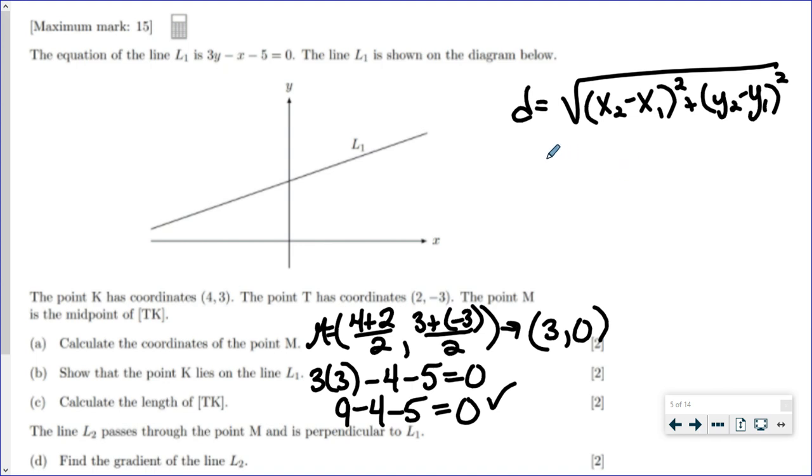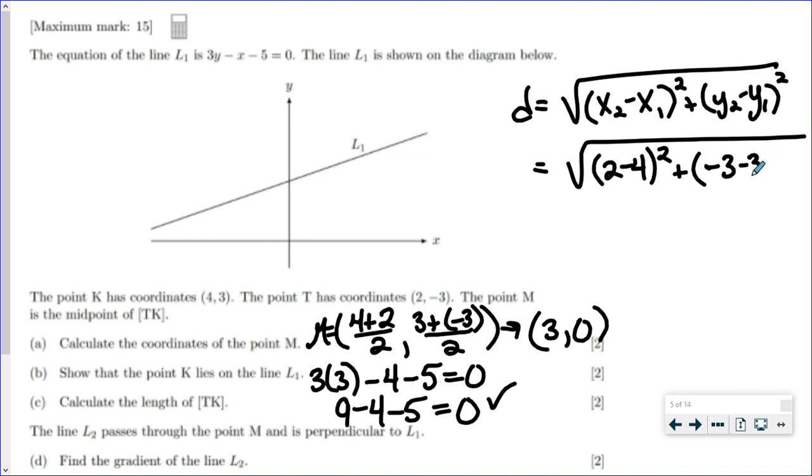All right, so we plug this in. So we have the square root of (2 minus 4) squared plus (-3 minus 3) squared. So 2 minus 4 is -2. -2 squared is 4. And -3 minus 3 is -6. -6 squared is 36. So this is the square root of 40.